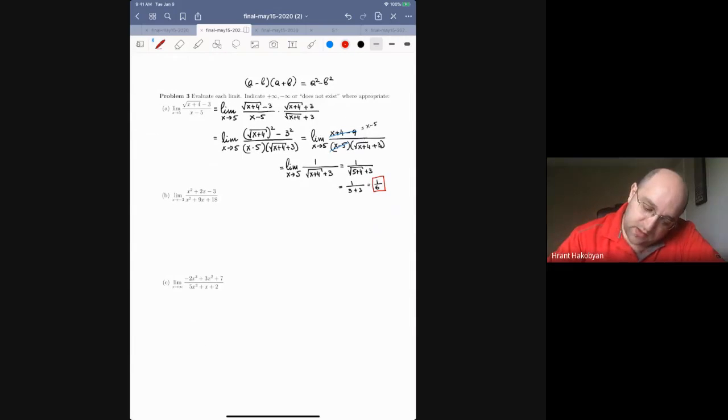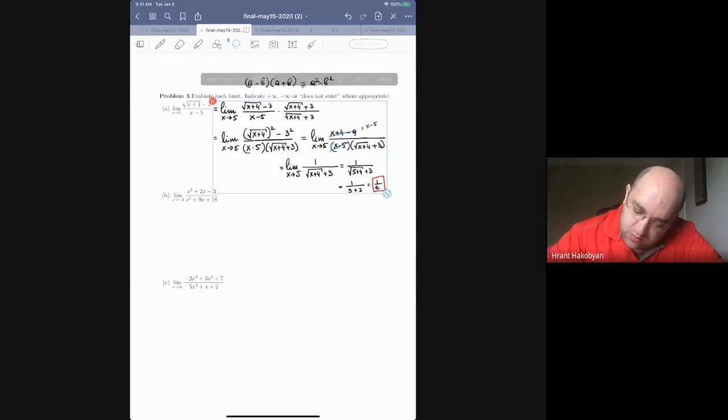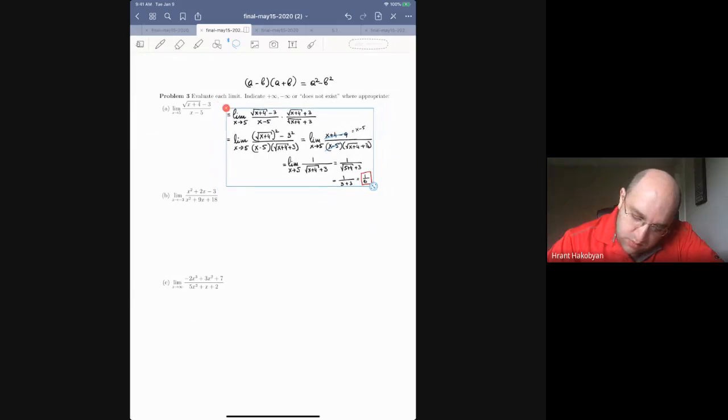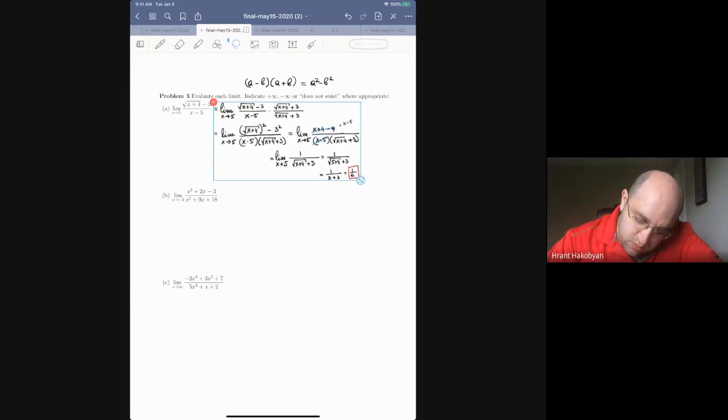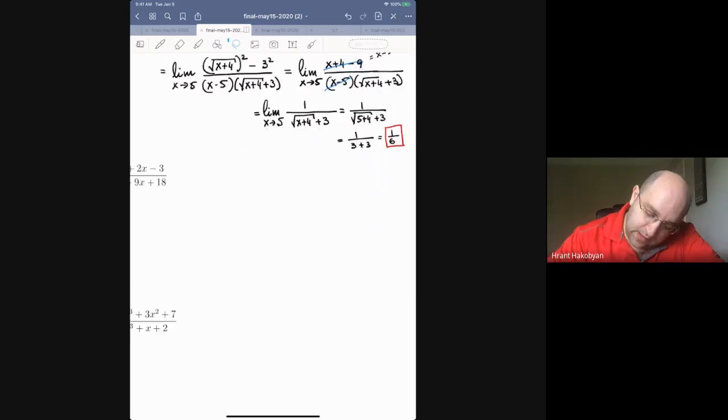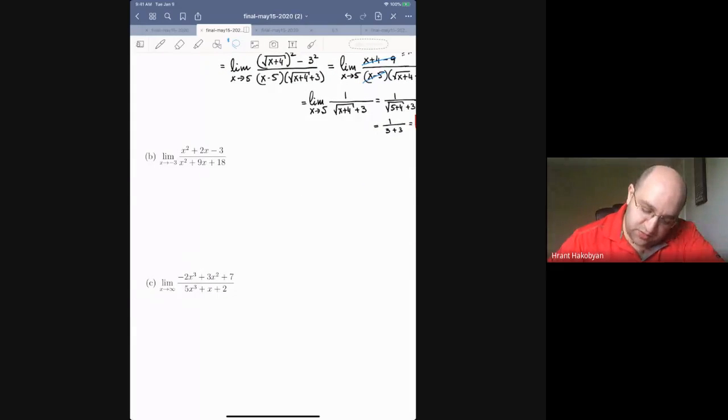Okay, so again, what I did here was just multiply and divide by the conjugate, and then so let me make this a little smaller. Okay, and then just simplify the answer. Okay, so let's do the next problem.